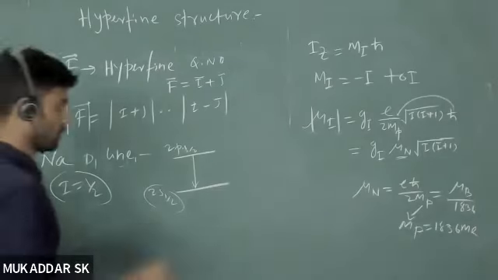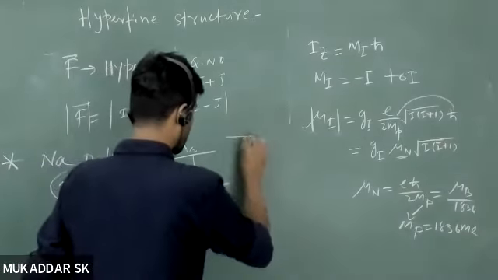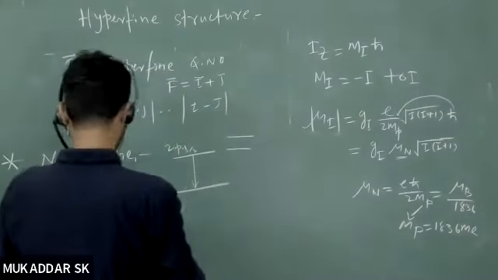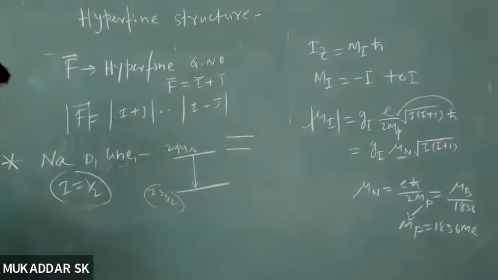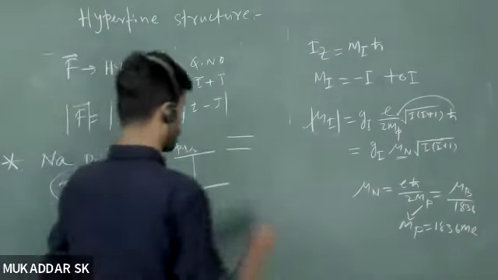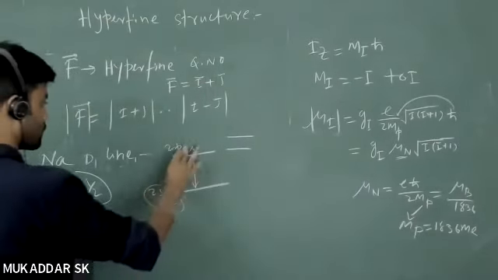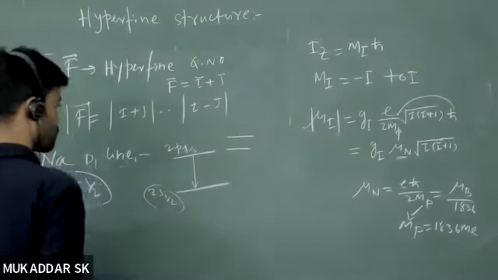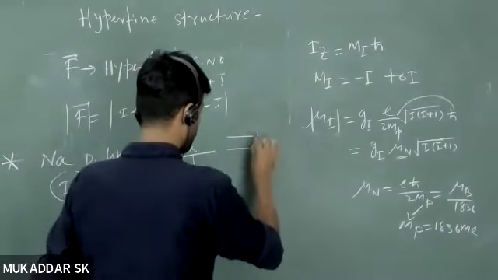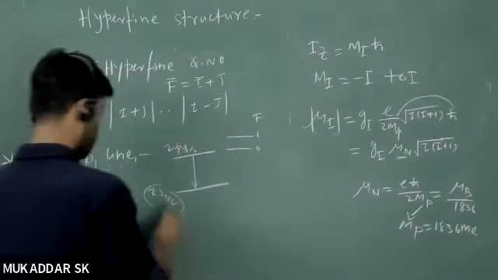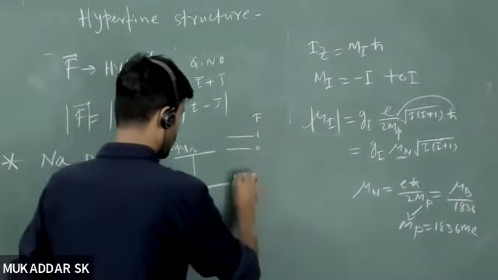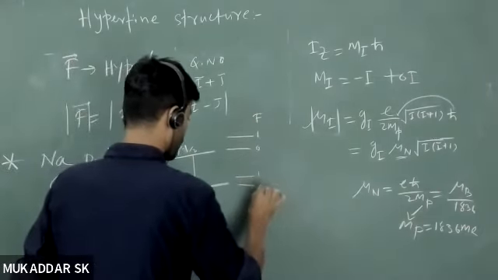So what will be the splitting here? You will get 2 lines, right? 2 and 1, or 1 and 0, because I have considered half here. So 1 and 0, right? And for this, again you will get 1 and 0.